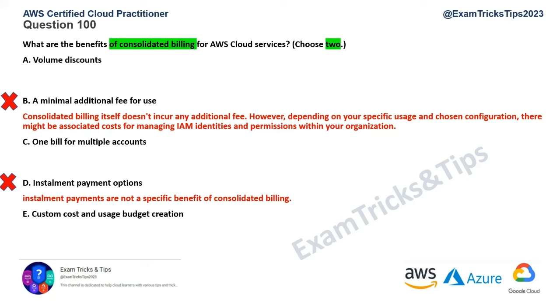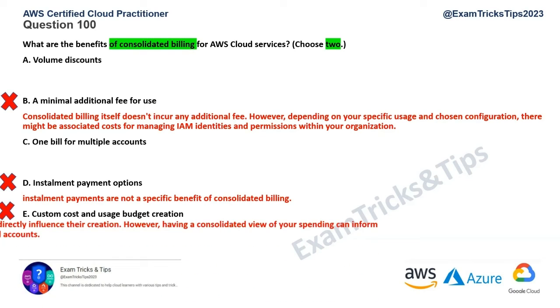It's not a benefit of consolidated billing. You can independently create this. You will not see that in a holistic view, but for individual accounts, you will see budget creation. So that's gone as well. And that leaves us with the two options, volume discounts and one bill for multiple accounts. And those two are definitely benefits of AWS consolidated billing organization as a feature.